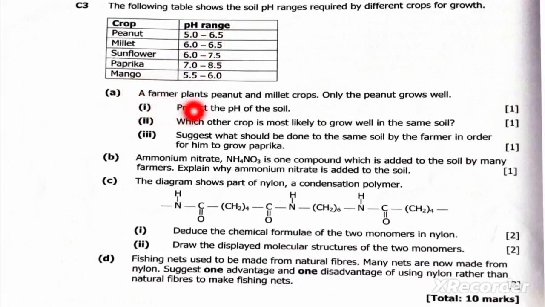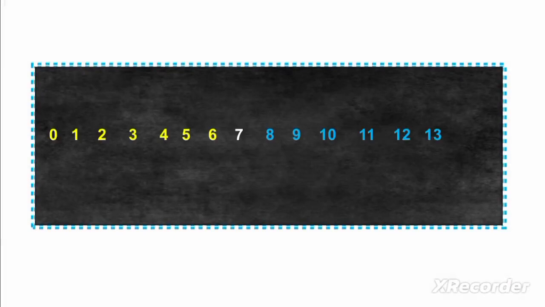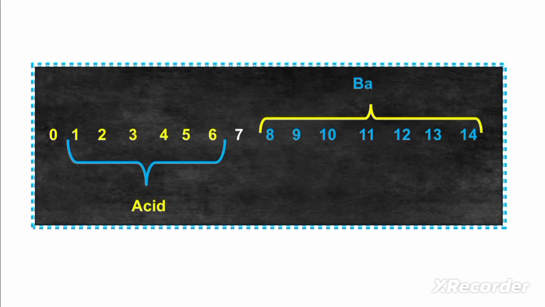Question A: a farmer plants peanut and millet crops. Only the peanut grows well. Roman numeral 1, predict the pH of the soil. We need to remember that from 1 to 6 on the pH scale indicates acid, from 8 to 14 base, and 7 is neutral.